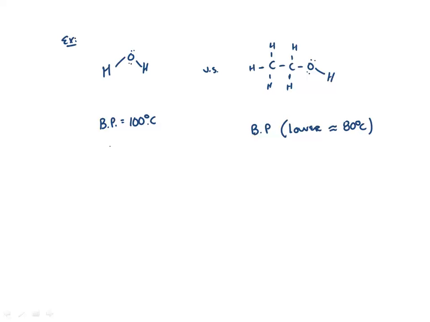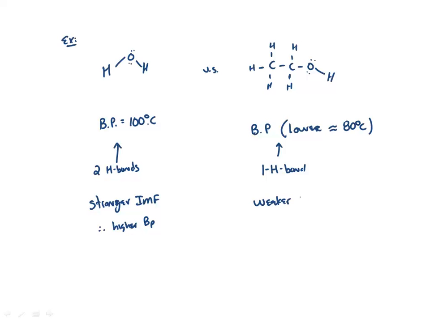So the idea here is, remember, this molecule can form two hydrogen bonds, right? This molecule can only form one hydrogen bond because there's only one OH group. Oops, H bond, not hon. And so we expect this molecule to have stronger intermolecular forces. Therefore, a higher boiling point. This one has weaker intermolecular forces, therefore a lower boiling point.